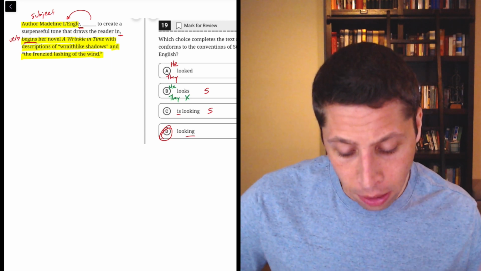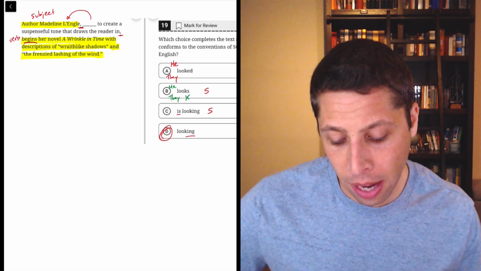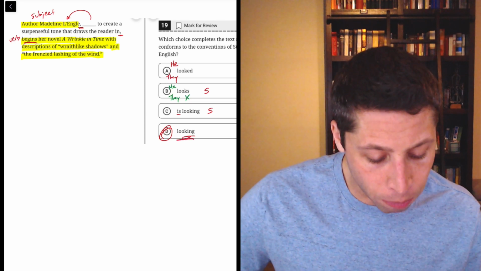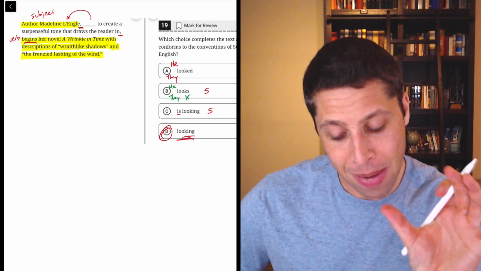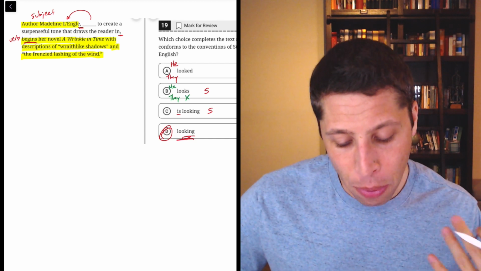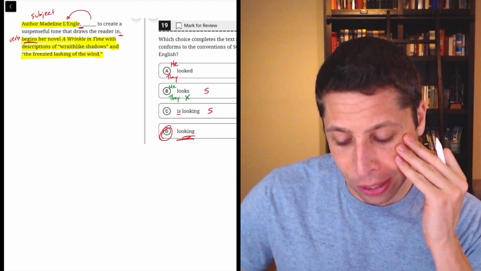Author Madeleine L'Engle, looking to create a suspenseful tone that draws the reader in, begins her novel A Wrinkle in Time with descriptions of wraith-like shadows and the frenzied lashing of the wind. That verb tense is allowing this piece that I didn't highlight to just be kind of an extra throwaway clause. If we put the other ones in, we're going to mess with the structure of the sentence. I think A is maybe the trap.